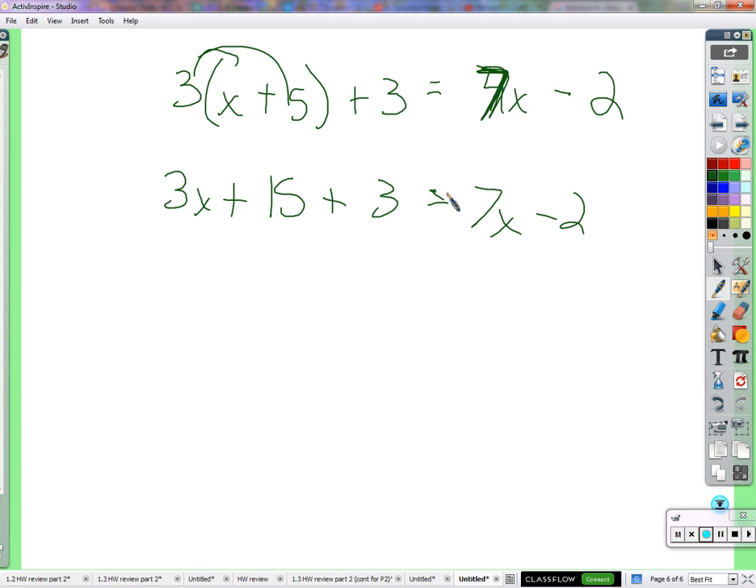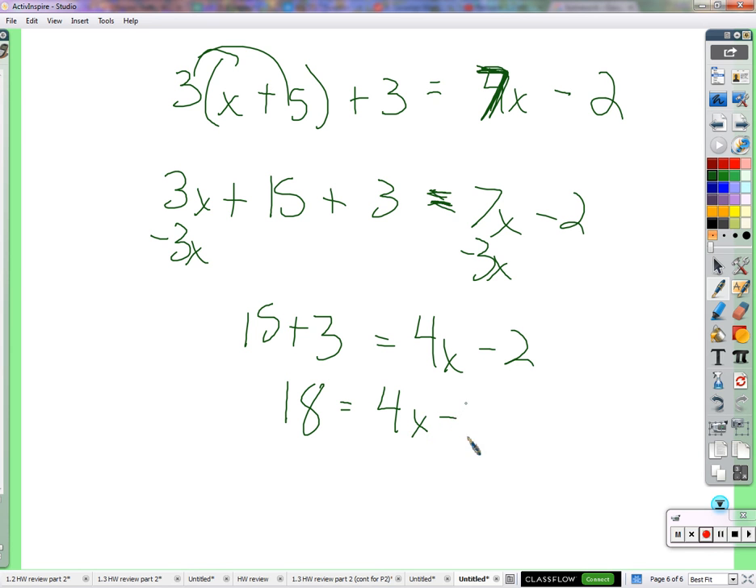And then to the left side, 3x minus 3x. You subtract 3x? Yeah. 3x minus 3x is 0. So it's 15 plus 3, because that's gone. 4x minus 2. 15 plus 3 is 18. 4x minus 2. And then you add the 2. That's 20. Then divide by 4. x equals 5.